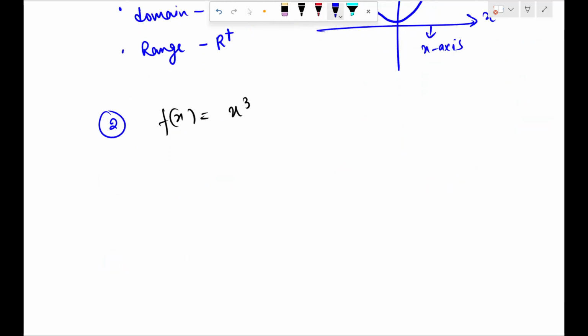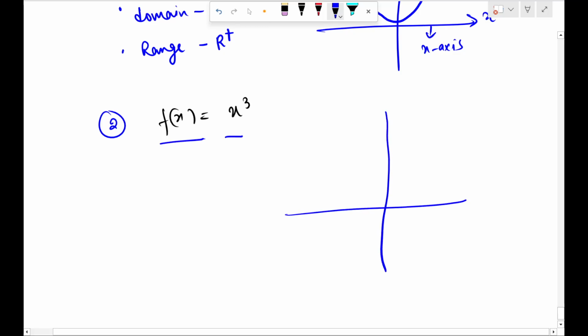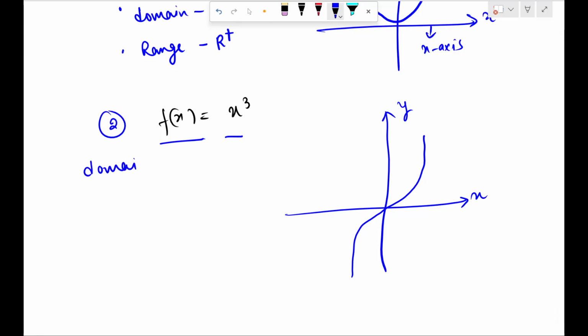Second graph is f of x is equal to x cube. Its graph will look like this. This is y, this is x. So its domain is real numbers and its range is real numbers, and it is symmetric about the origin.